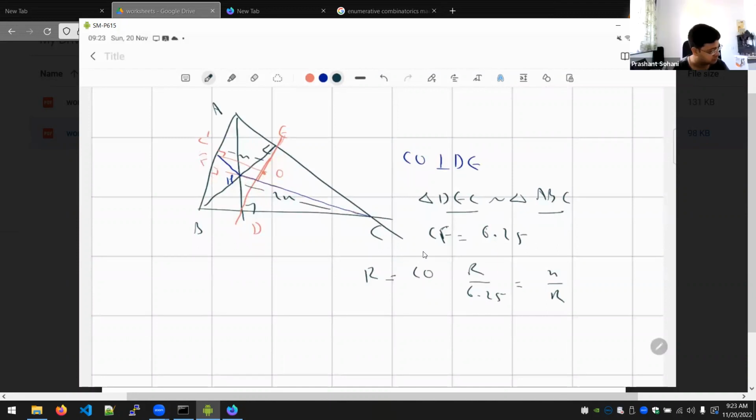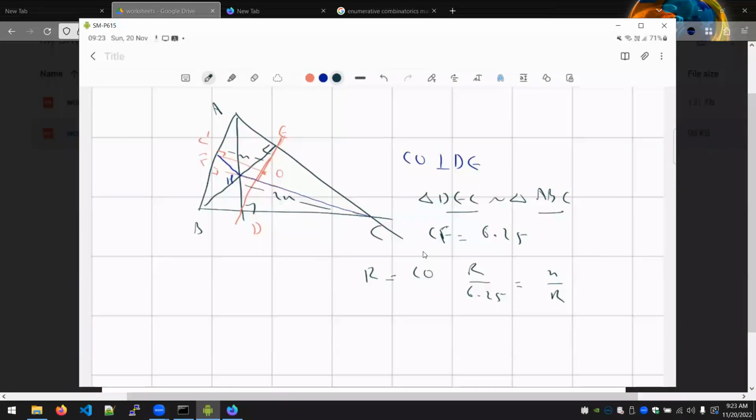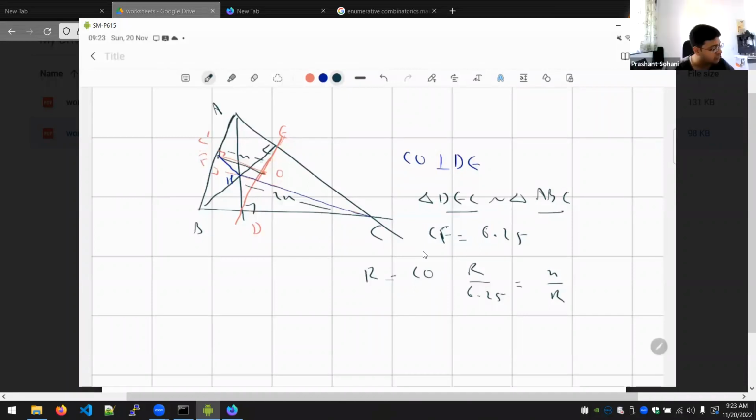And the second equation is 3 square plus X square is equal to R square. It is Pythagoras theorem in triangle AC dash O. Yes, we can apply Pythagoras to that. Basically, we know this is 3, this is X, and this is R. So 3 square plus X square equals R square.